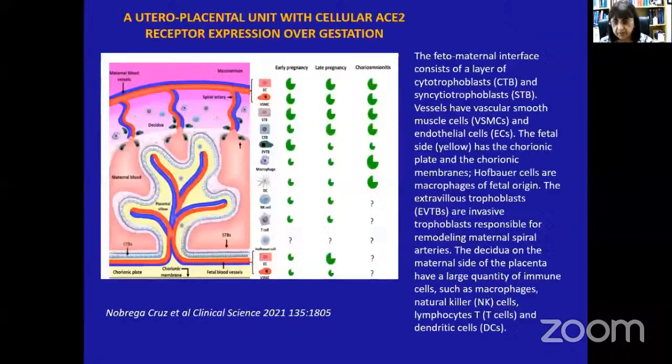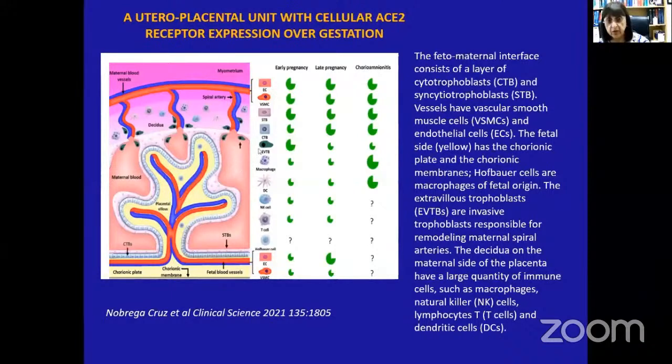So how does SARS-CoV-2 affect the placenta? This is a schema of a uteroplacental unit with cellular ACE2 receptor expression over gestation. You have a picture on the left side, a cartoon, which shows you the maternal side with the spiral vessels coming into the lakes, which are the maternal side of the placenta. And on the opposite side in yellow, you see the chorionic membrane, and you see a schematic of a single villus, the fetal artery and vein, and all of this is lined by a layer of trophoblasts and a layer of syncytial trophoblasts. So this is a normal, healthy fetal-maternal unit.